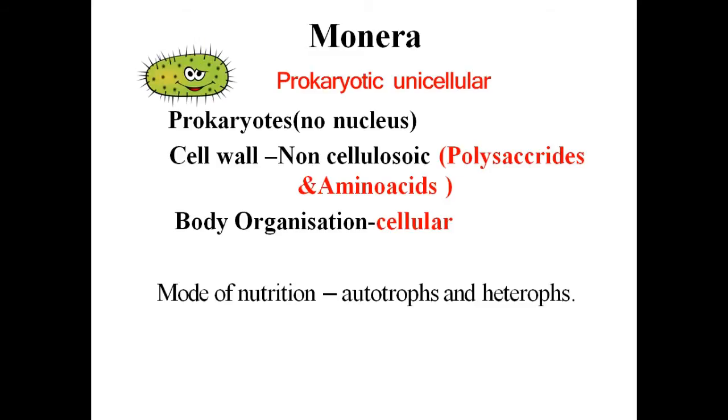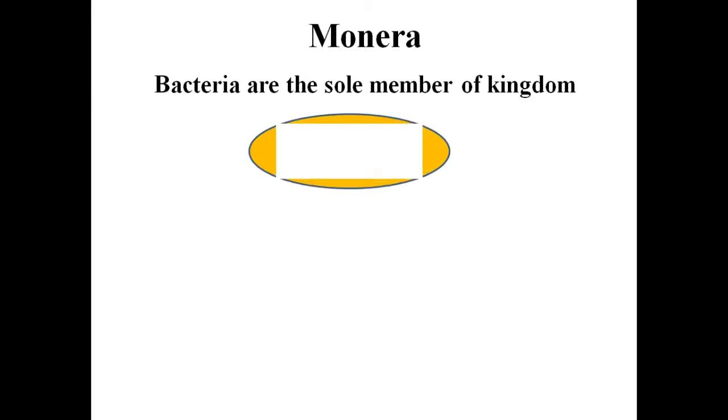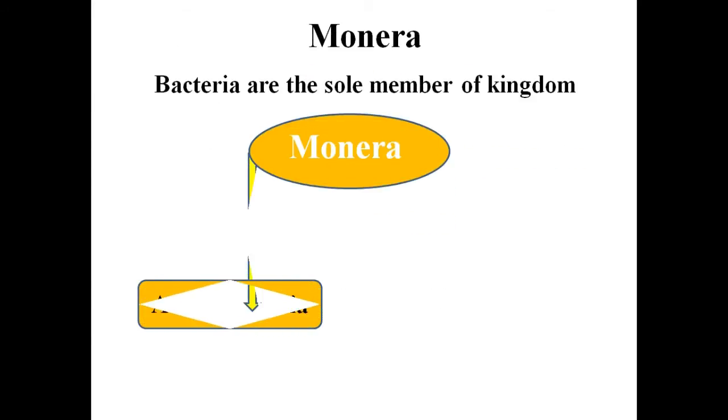Its mode of nutrition is autotrophic and heterotrophic. Autotroph means they produce their own food. And heterotroph means they depend on dead and decaying matter, or living matter, for their food. Habitat wise, they are classified into two types: one is archaebacteria and another one is eubacteria.